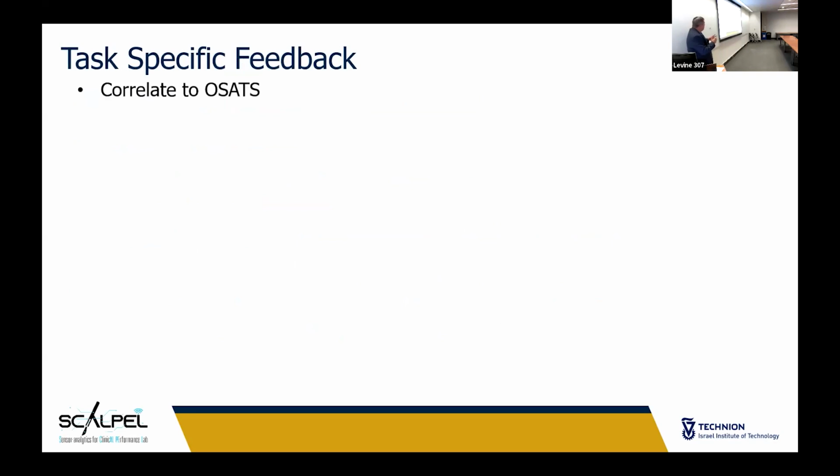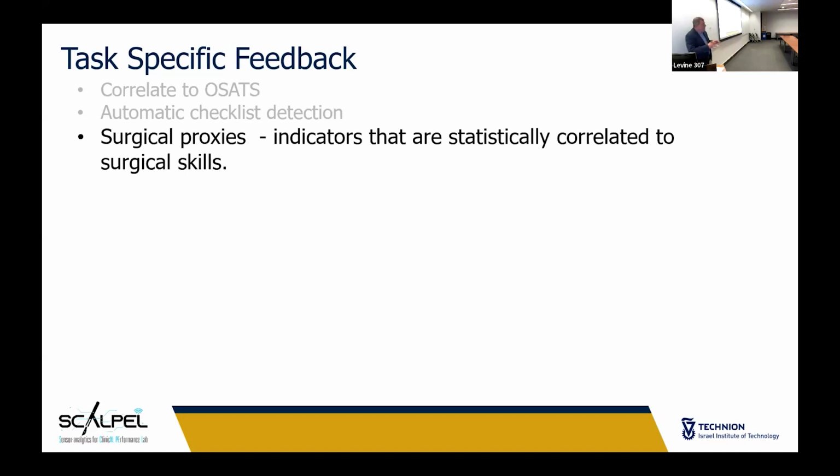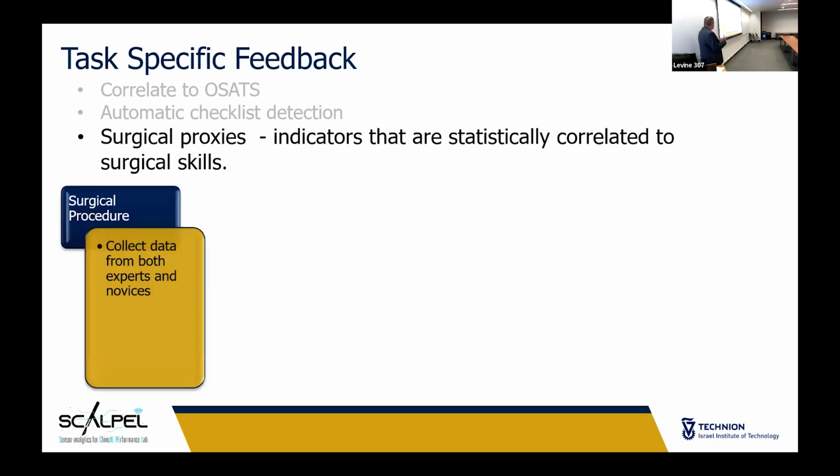People have studied how to identify errors automatically, which sometimes provides more specific feedback than telling you you're not handling the tools right or not handling tissue gently. We've done some work on automatic checklist detection, which also provides more specific feedback. But in a lot of our work, we try to provide task-specific feedback, as you see in the title, and the way we do it is through surgical proxies. We try to identify different components of surgery that indicate skill, and try to teach the computer to identify them automatically. So there's a general pipeline we use for this. First of all, you have to have a surgical procedure.